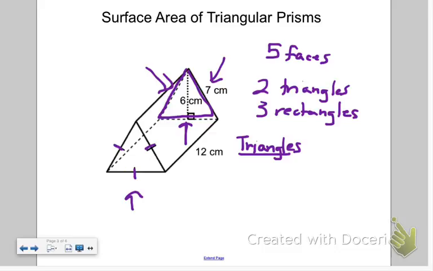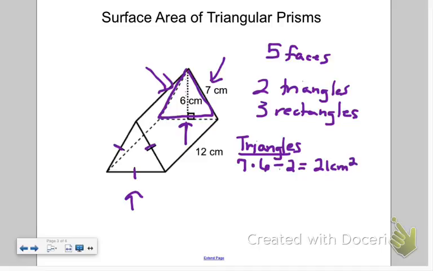So my base is 7, because all the sides are 7. My height is 6. Don't forget your height is perpendicular to our base. And then, of course, divided by 2. 7 times 6 is 42. And when you cut it in half, you get 21 square centimeters.